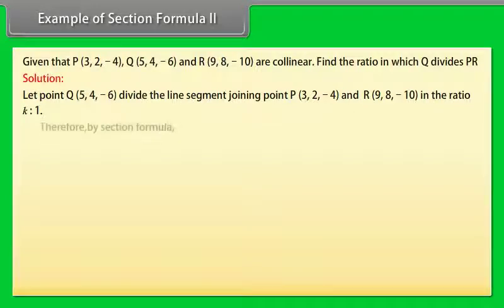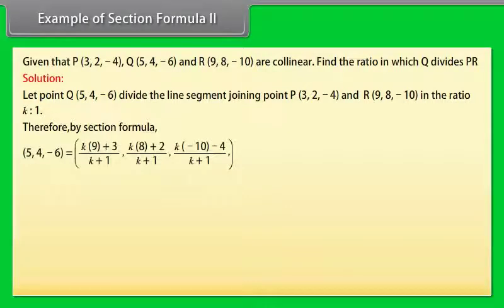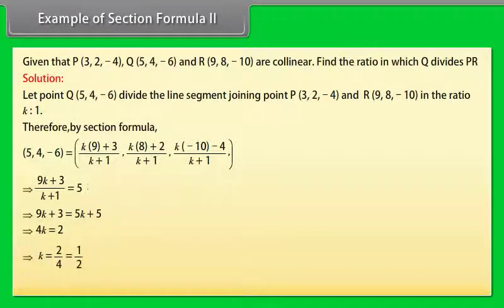Therefore, by using the section formula, we get (5, 4, minus 6) = ((k into 9 plus 3)/(k plus 1), (k into 8 plus 2)/(k plus 1), (k into minus 10 minus 4)/(k plus 1)). On solving for k, we get k = 1/2. Thus, point Q divides PR in the ratio 1:2.